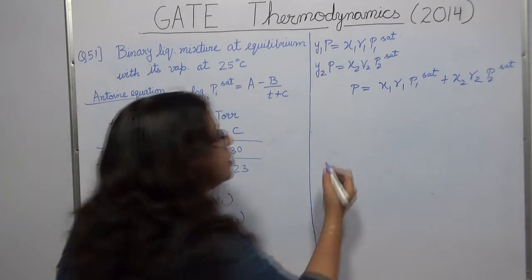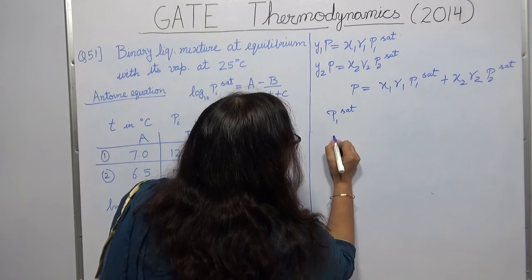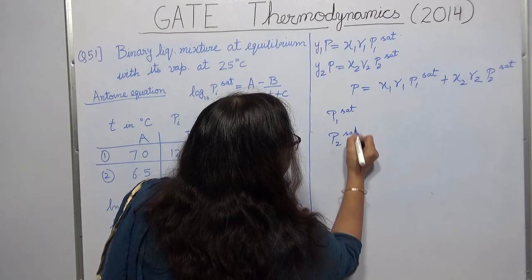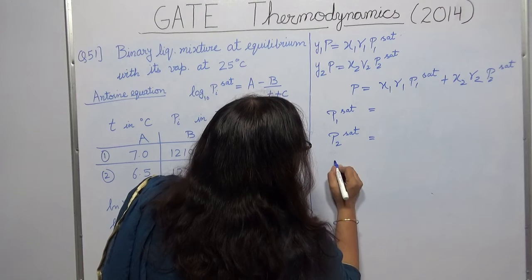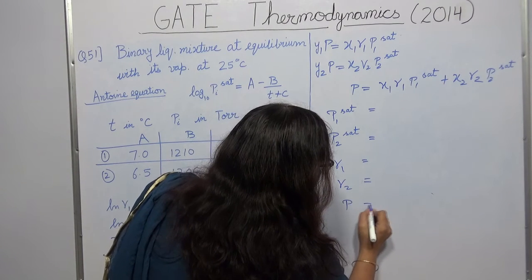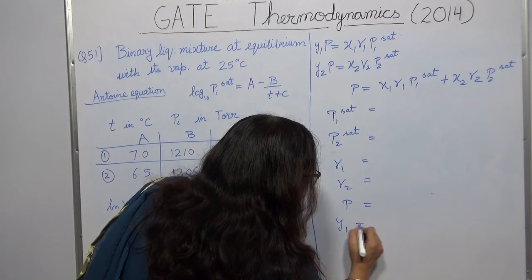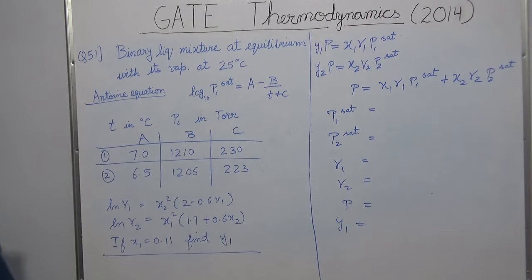Okay. So now we will quickly calculate what is our P1 saturation, P2 saturation, what is gamma 1, what is gamma 2. Then we will find total pressure. Once we have calculated total pressure, then we will calculate y1. Okay. So I have calculated that for you, and you can check my answer. If it doesn't match, then you can write to me in the comment section.